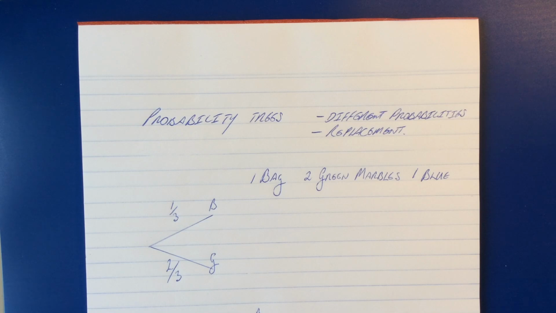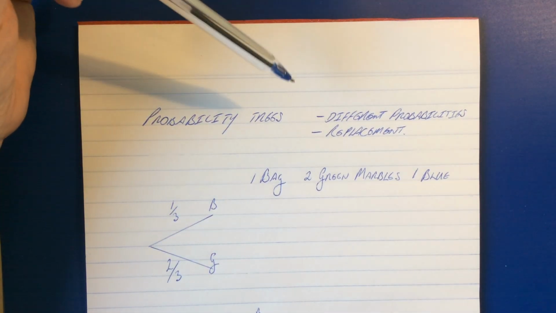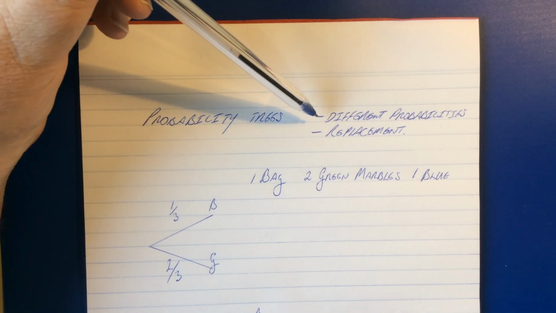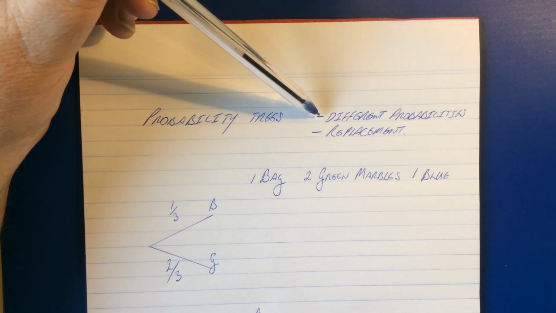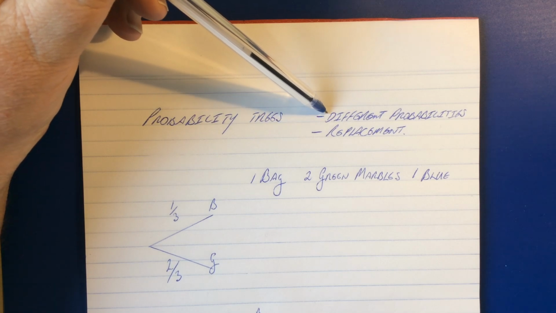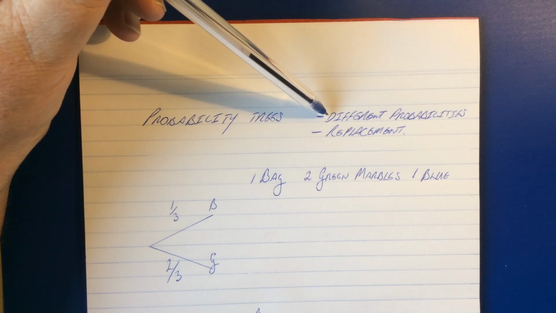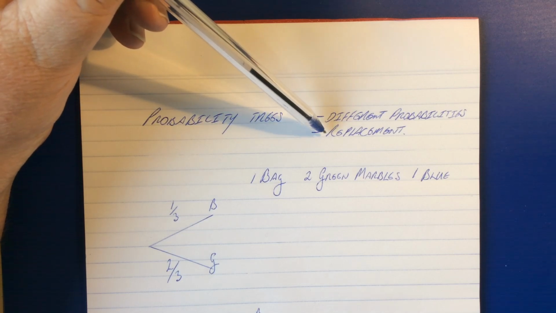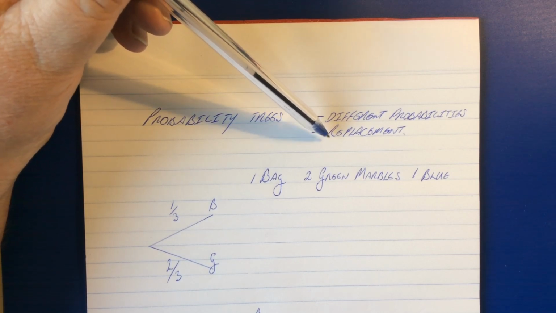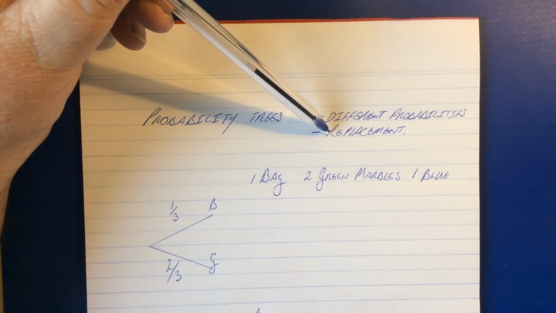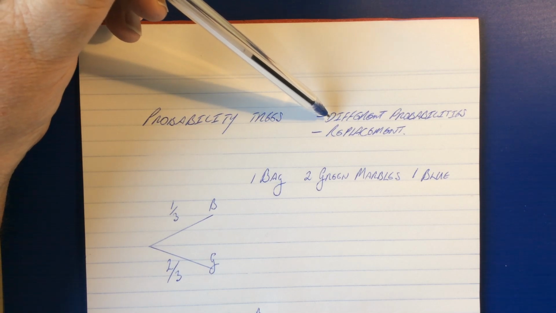And today, yet again, we're looking at probability trees and probability in general. So just let me explain what's going on here because it looks fairly busy. We're considering two elements of probability trees today. One is the idea that there can be different probabilities for different outcomes. And the other is the idea of replacement. And I'll come to replacement in a minute. Let's just consider the idea of different probabilities.